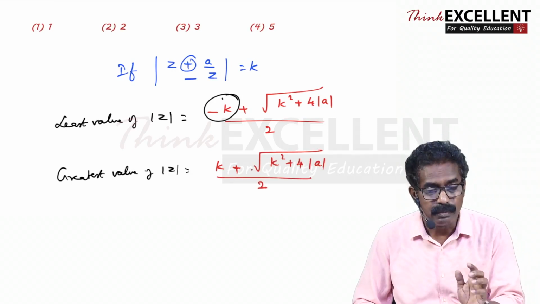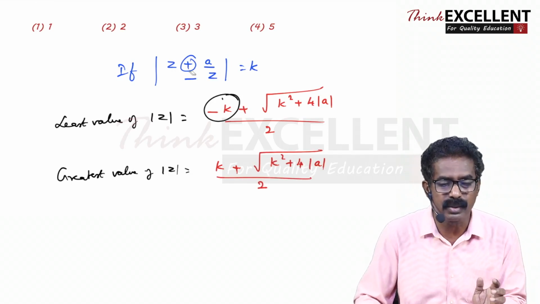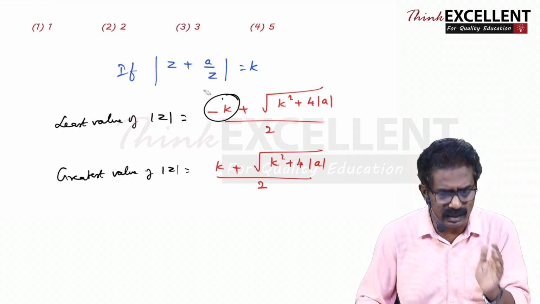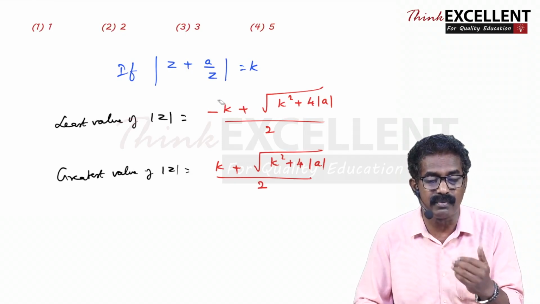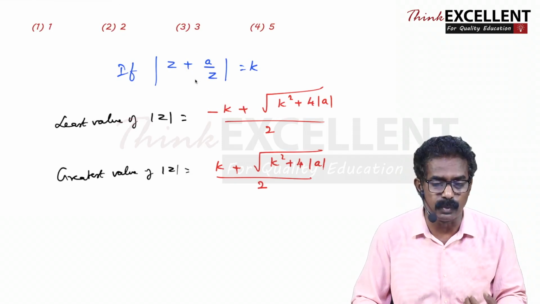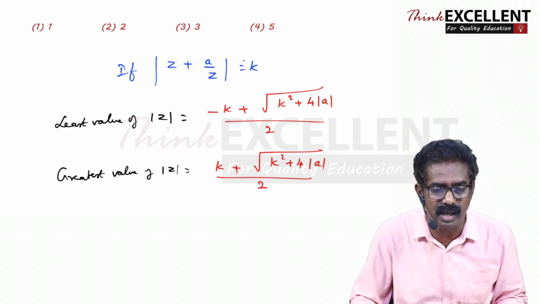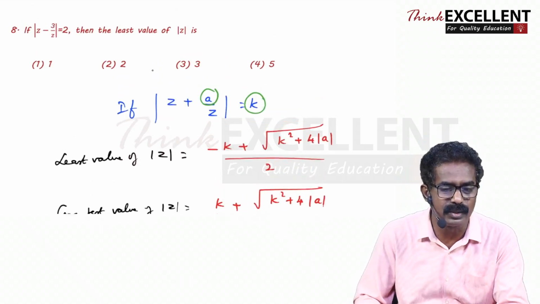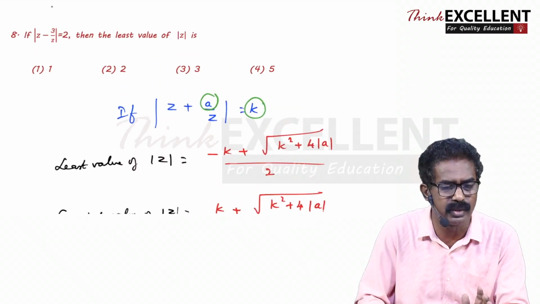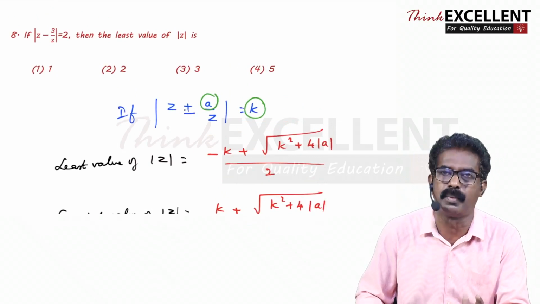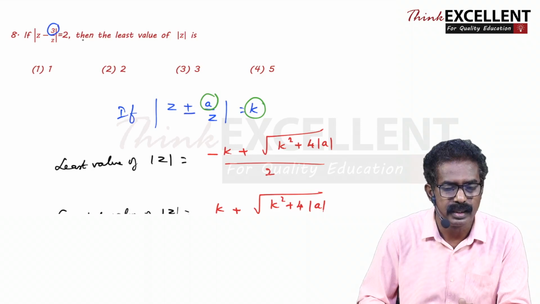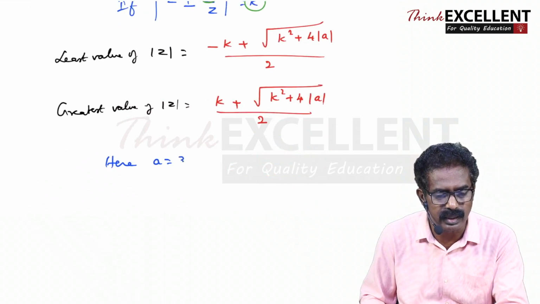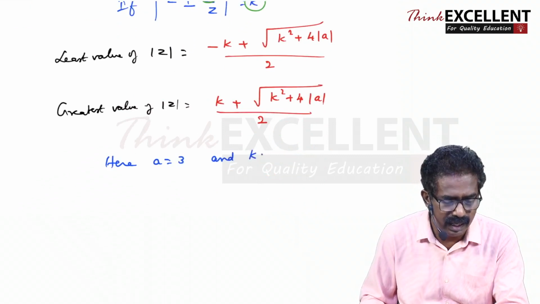Okay. So now please listen here. Any question of this type, you can do using this method. So modulus z plus or z minus doesn't matter. This is the formula, okay? And at the same time, you can find least value, greatest value, everything at a time. Only thing you have to identify the values of a and k. That's all. Then you substitute. So in this particular question, plus or minus doesn't matter. Here a equal to 3 and k value 2.